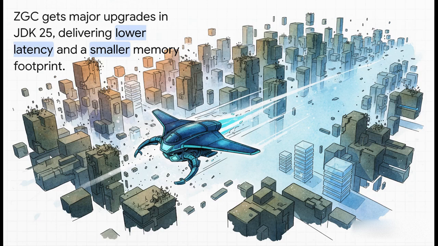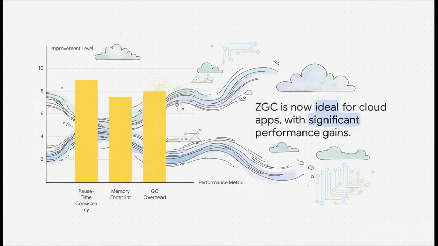The improvements to the Z garbage collector, or ZGC, are just huge. JDK 25 keeps tweaking and refining ZGC, and the whole focus is on one thing: pushing that latency and memory footprint even lower. And this chart gives you a pretty good visual of the impact. What are we looking at? Well, we're seeing much more consistent and way shorter pause times. We're seeing a lower memory footprint and overall less GC overhead.